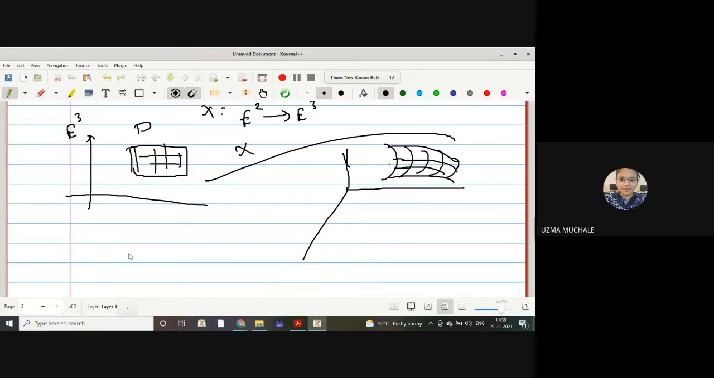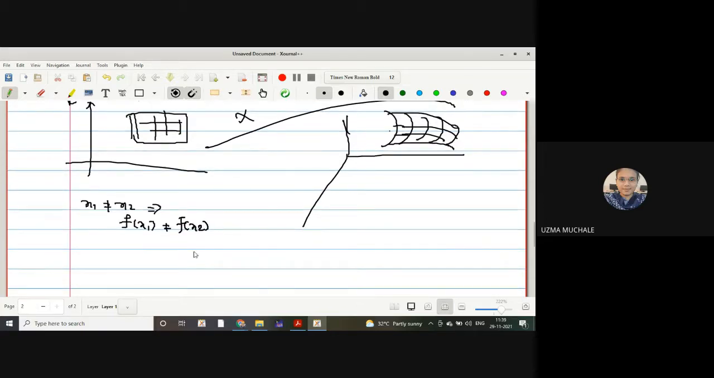Okay, just tell me what is the definition of one-to-one. Different elements have different images. Okay, so x1 not equal to x2 implies that f of x1 is not equal to f of x2, correct? Or in another way, mostly we use the method f of x1 is equal to f of x2, it implies x1 is equal to x2.